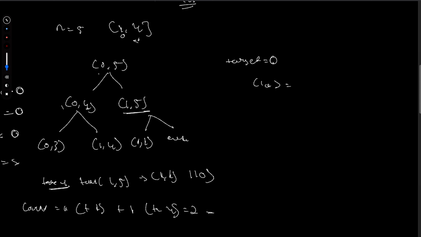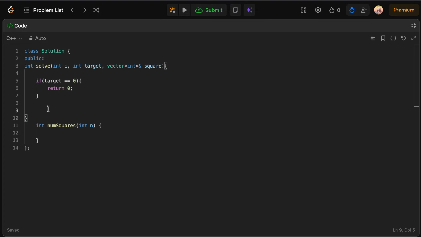Next, the invalid base case. If target is greater than 0 and index is greater than or equal to size, no more squares are left, so it is invalid. See example 1 comma 3, it comes here, so we are going to return 1e9. Also 2 comma 5, here also we return 1e9. 1e9 is a large number.